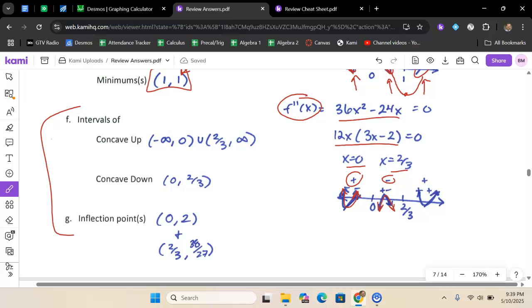If you switch concavity from up to down or down to up, we call those inflection points. So since I switched from concave up to concave down at 0, there is an inflection point at 0. And again, I switched from concave down to concave up at 2/3, so there is an inflection point at 2/3. Again, to get the y values there, you go back to the original to plug those in.